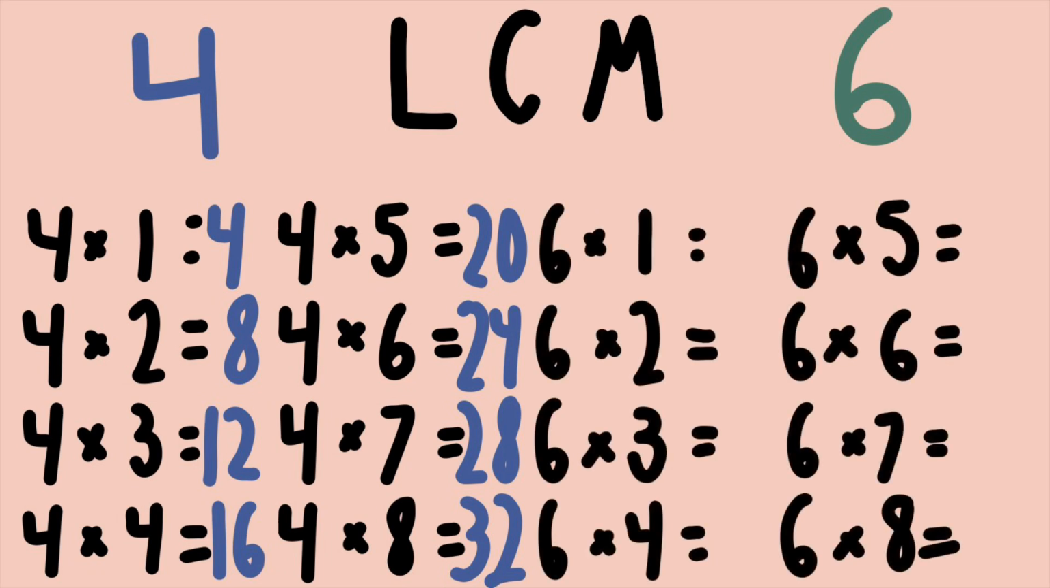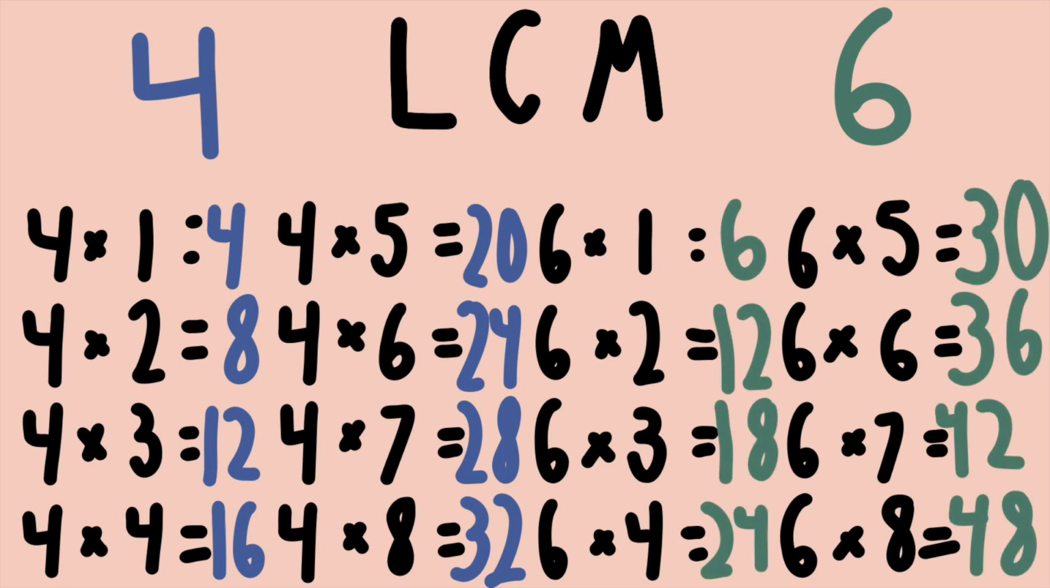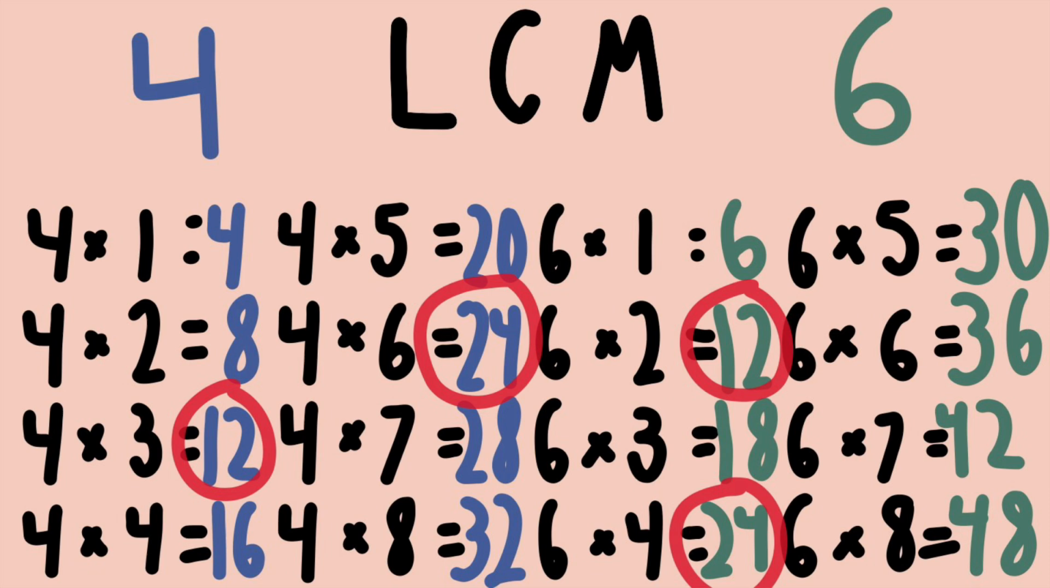Next, we are going to find the first 8 multiples of 6. Now again, you'll do this by doing 6 times 1 all the way through to 6 times 8. This is what I got for the first 8 multiples of 6. Again, now what you should do is circle any numbers you find on both sides. In this problem, we will find 12 and 24.